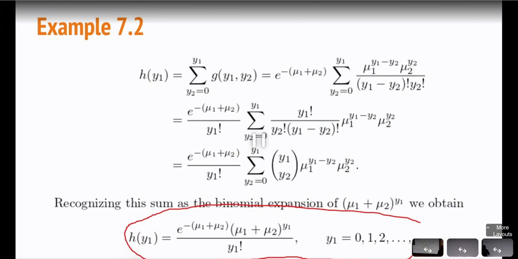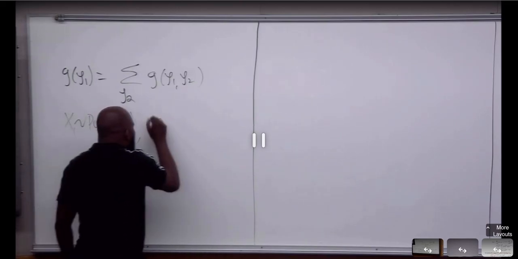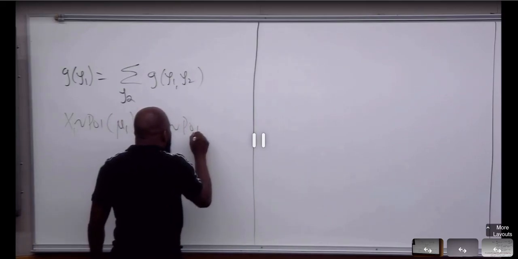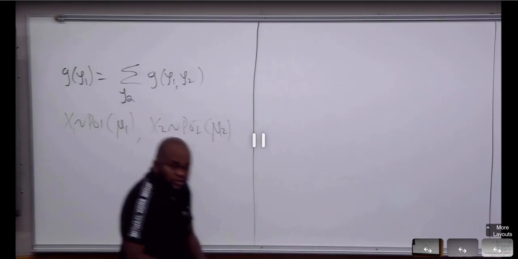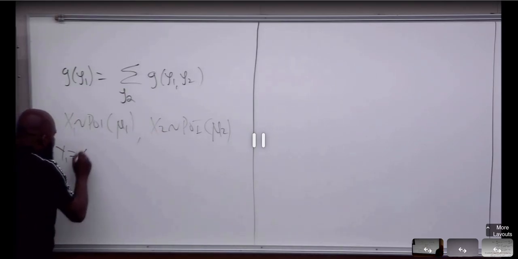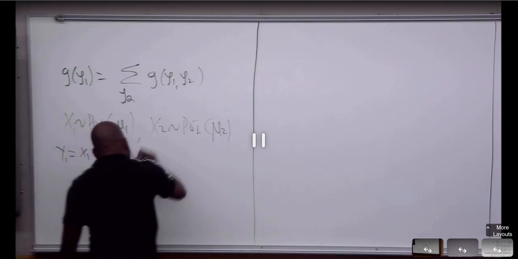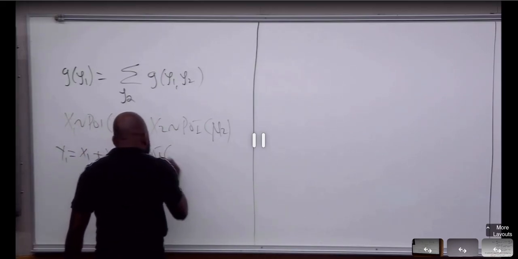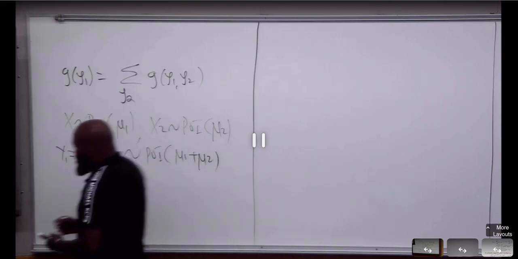If x1 follows Poisson with parameter mu1, and x2 follows Poisson with parameter mu2, then if y1 is x1 plus x2, what I mean is that y1 is going to follow Poisson with parameter mu1 plus mu2. Take a look at this.